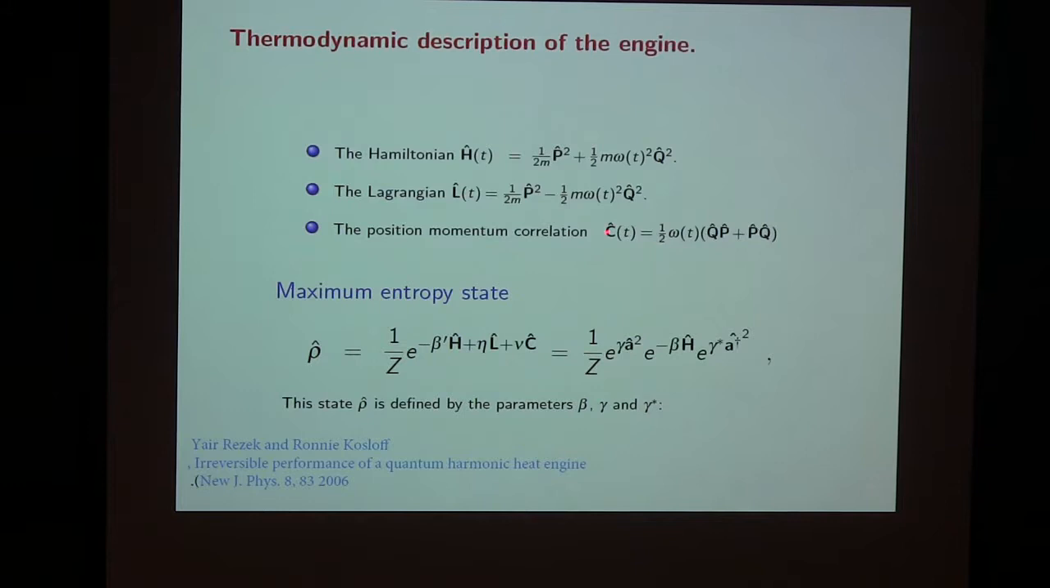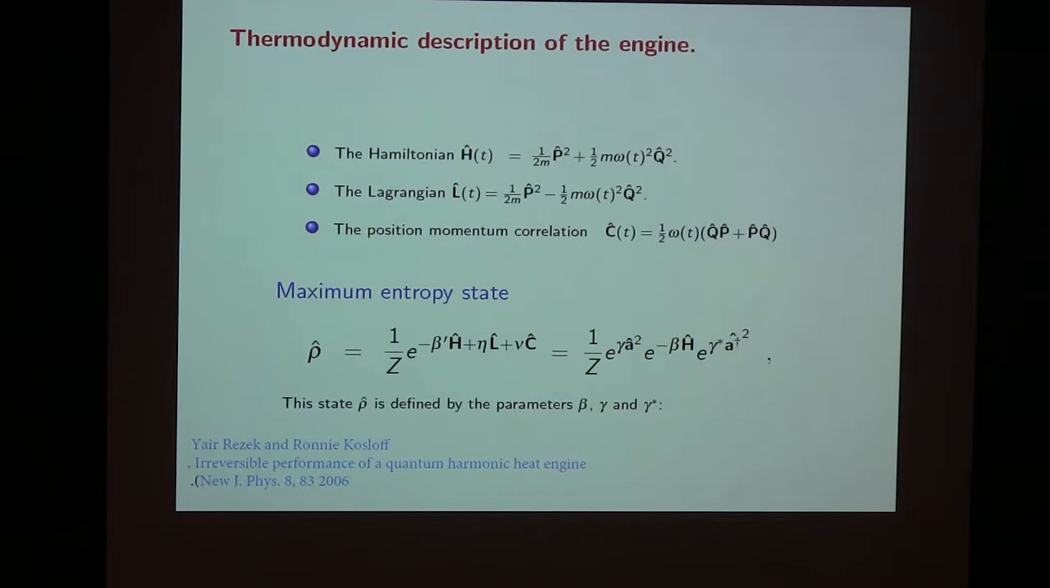This is basically kinetic energy is the same as potential energy in equilibrium, and there's no position momentum correlation in equilibrium. So I can always think about the states, at least in my engine, as a maximum entropy state or generalized Gibbs state with these three operators. And if you want to look at it, it becomes a squeezed thermal state. I can always describe, at least for this harmonic Otto cycle, the state of my system as a squeezed state. So it means if I know the three operators, I know everything. I can reconstruct the state, I can get from that the entropy, and I can continue from there.